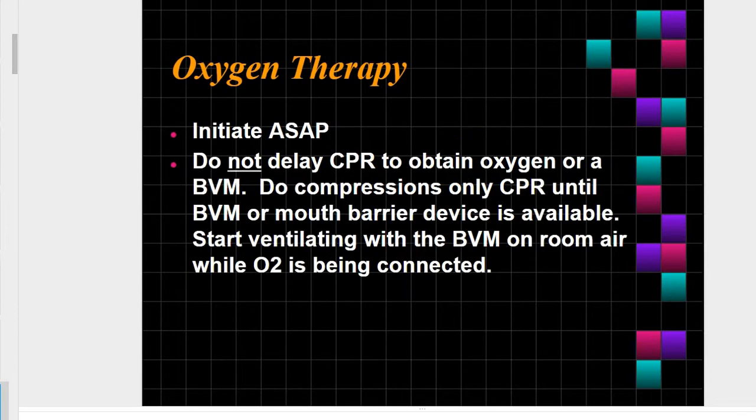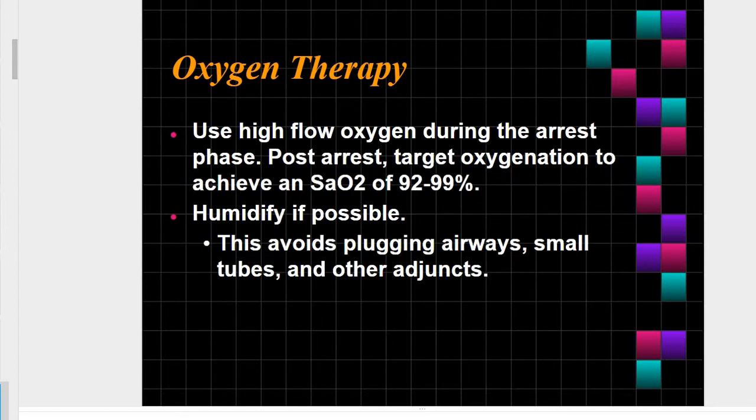Oxygen therapy, again, should be initiated as soon as possible, but do not delay chest compressions while you're getting out a BVM or oxygen. Do chest compressions until the BVM or mouth barrier device, if you're using one, is available. Use high flow oxygen during the arrest phase. But after the child is resuscitated, target your oxygenation to achieve an SaO2 of 92 to 99%.